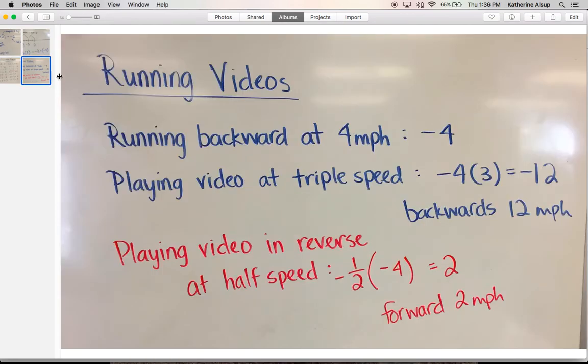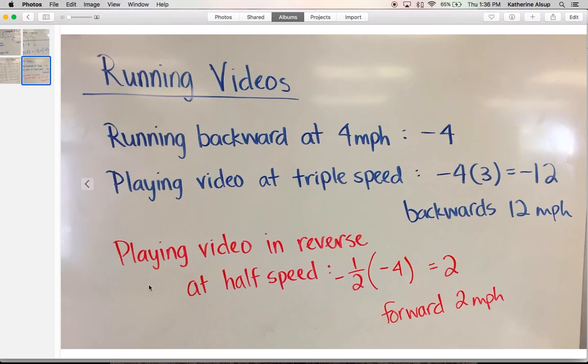Another example that we talked about with negatives is the running videos. In the running video, someone was running backwards at 4 miles per hour. We represented that with a -4. If we then played the video of that person at triple speed, he would still look like he was running backwards. He would just now look faster, so 12 miles per hour. So -4 times 3 for tripling results in a product of -12.